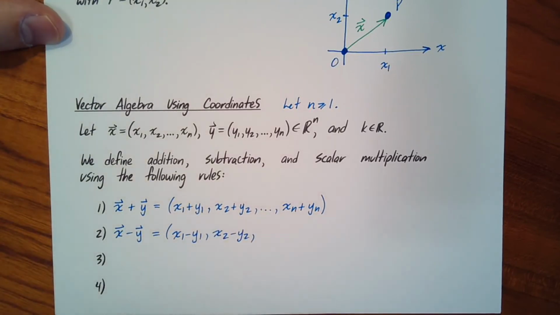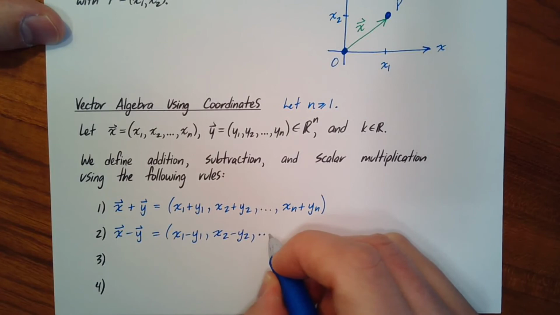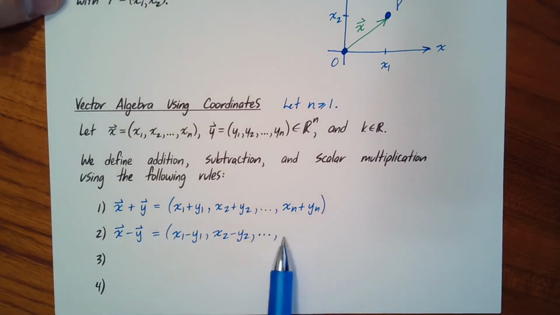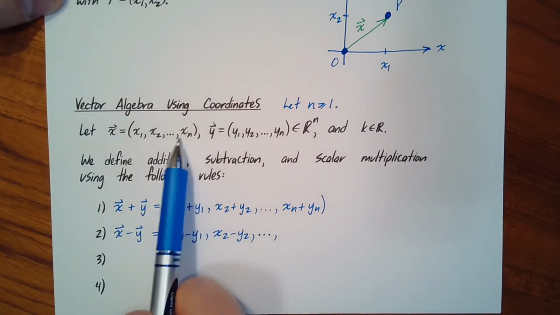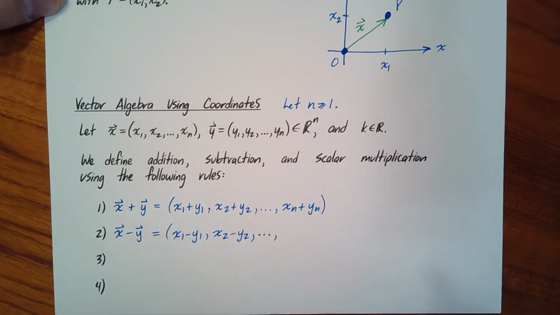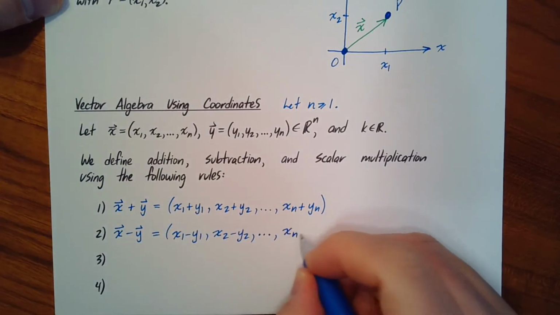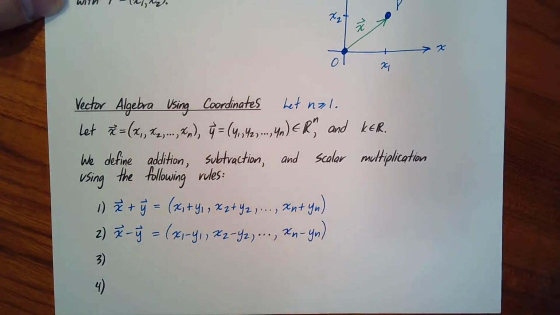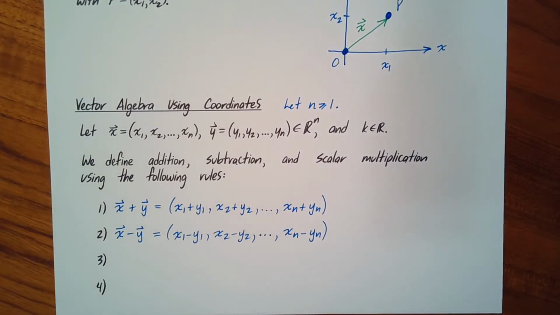And then just carry on with that pattern until you get to the very last coordinate. And to get the nth coordinate of x minus y, just take xn and subtract yn. So you'll get xn minus yn. All right, now what if you want to multiply a vector by a scalar?